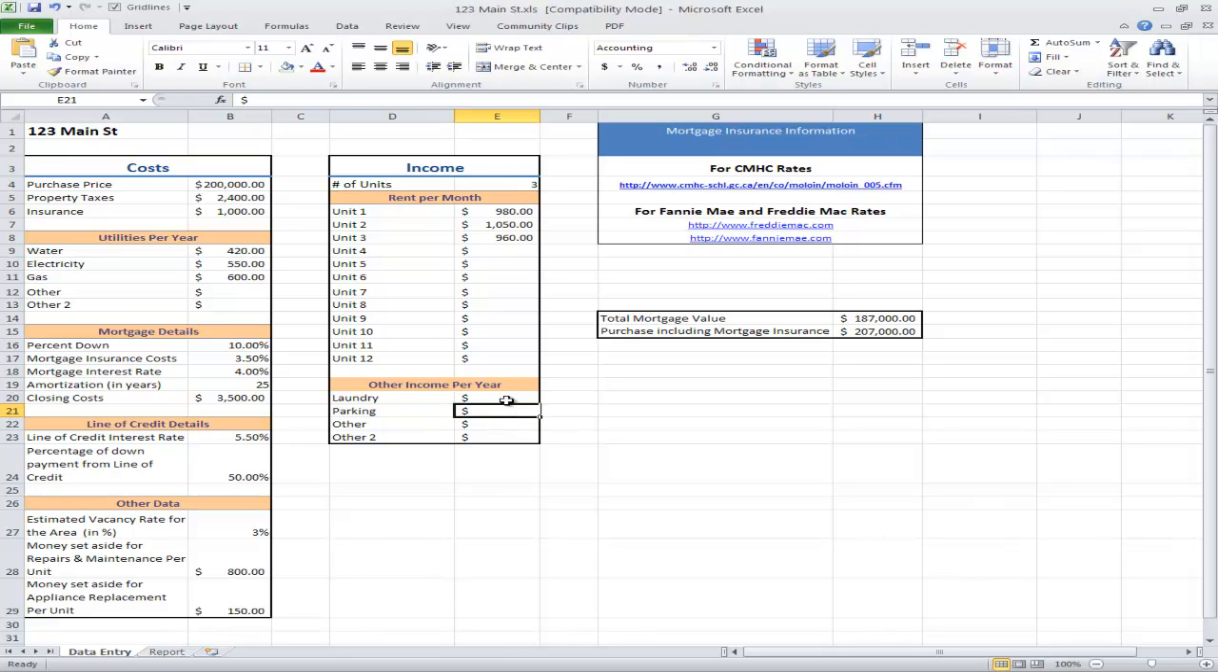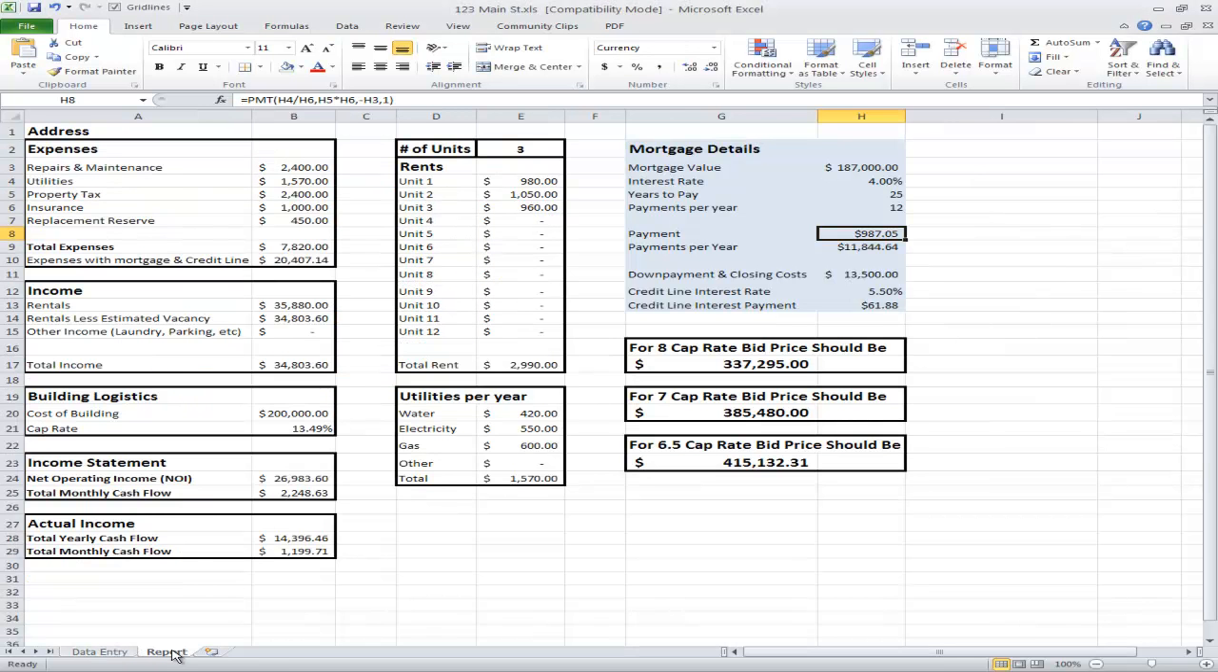Alright, so now we're going to go over to the report side of it and we're going to get all of our numbers. Okay, let's generate the report now that we've filled out all of our information. Along the bottom here on our tabs, we just click on report and we look and see we've got everything broken down for us. So first of all, on the top here we have our expenses.